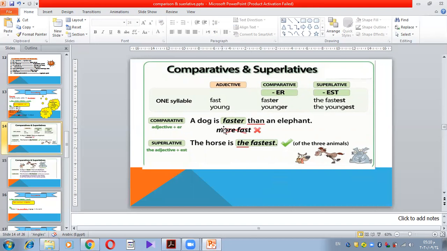A dog is faster than an elephant. You have here two animals, dog and elephant. So faster than. Can I say more fast? No, we said it's one syllable adjective, so we add er. What about the superlative? Do you remember? The horse is the fastest of all the three animals, of all the group. Okay, the horse is the, and then the adjective, and est.